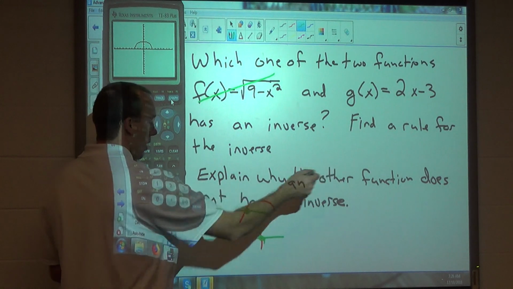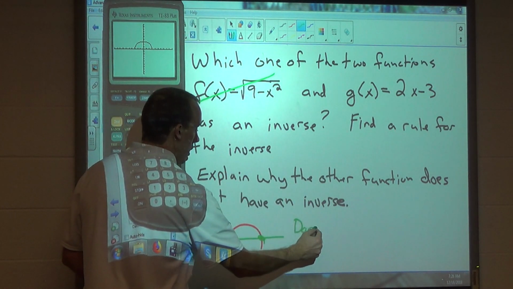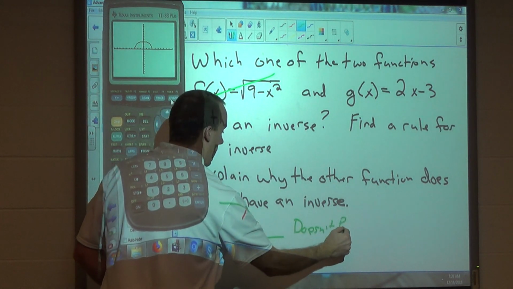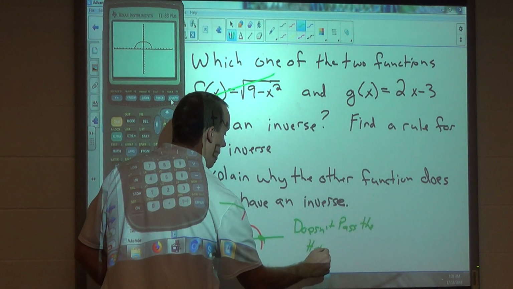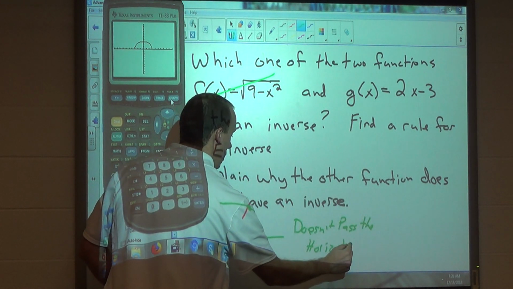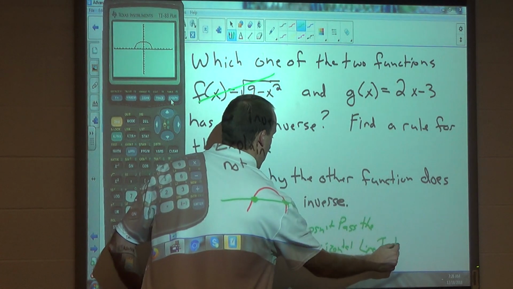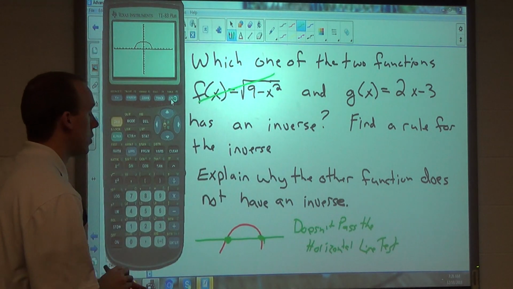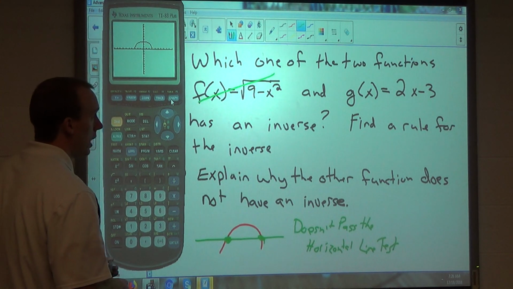So instead of explain why the other function does not have an inverse, you can say it doesn't pass the horizontal line test. You could also try to do the switching of the x's and y's, and it won't give you an x in the end when you get to it. Alright, let's try.